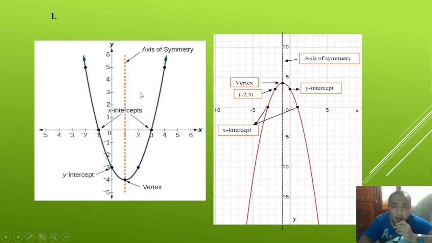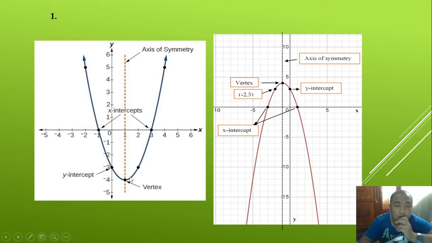So we have here the figures. A parabola that opens upward. The x-intercepts are negative 1 and 3. This is the vertex at (1, -4). And this is the y-intercept, the point of intersection between the parabola and the y-axis, -3. And this is the axis of symmetry.